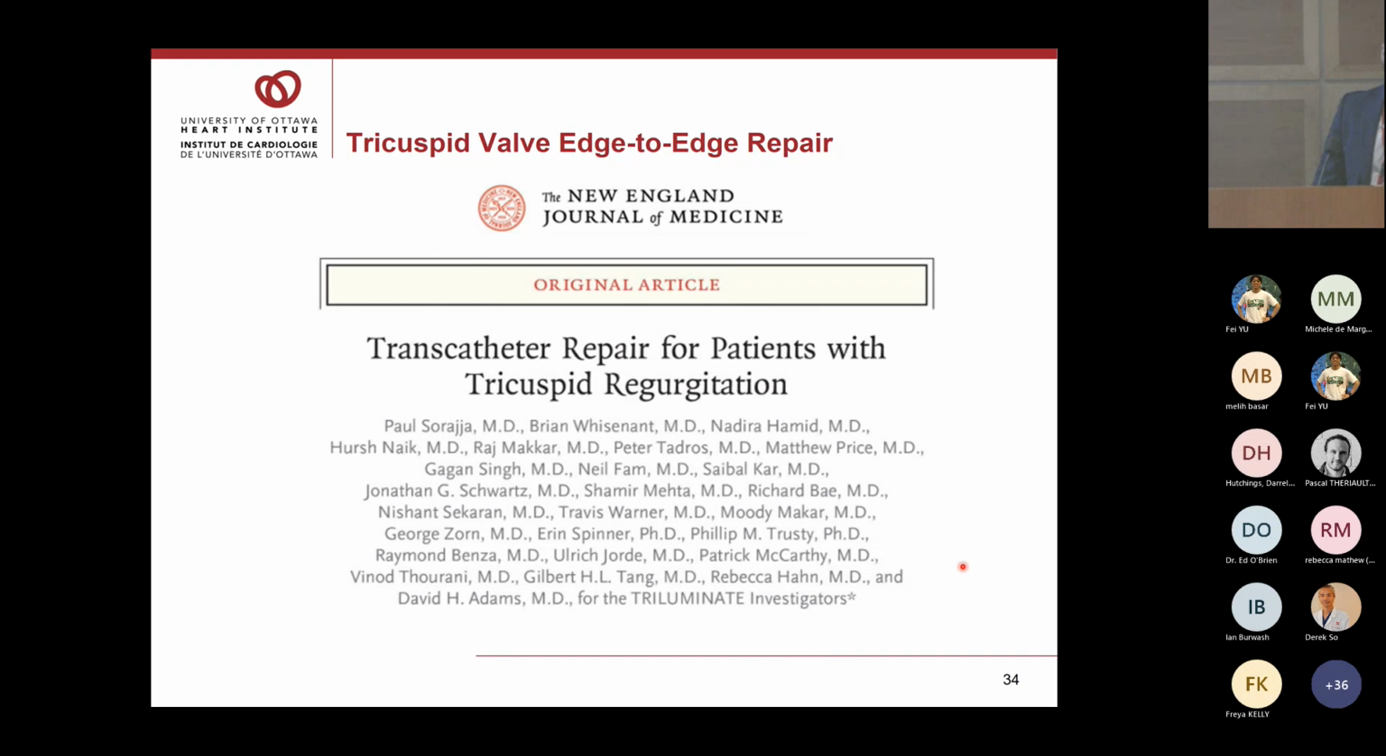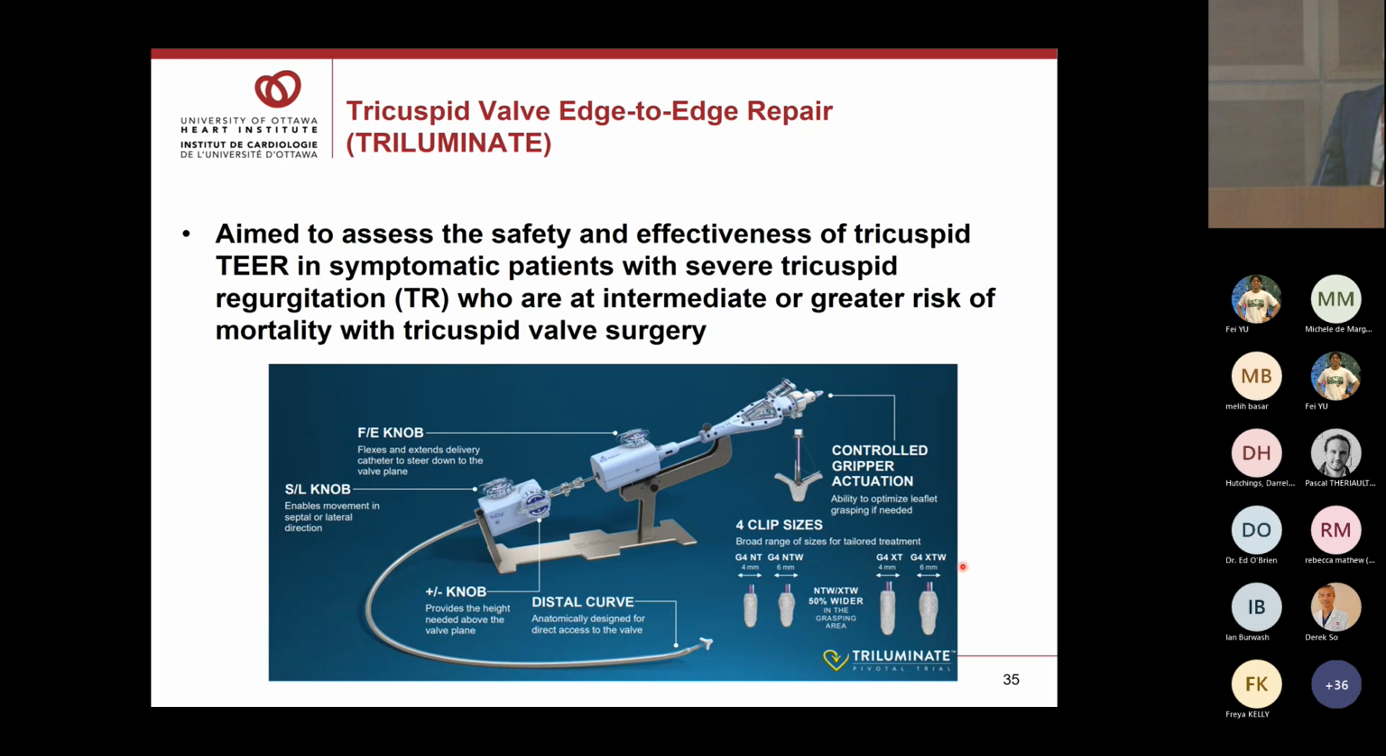So I know people are probably pretty familiar with TRILUMINATE as it came out recently, but just to go through it quickly, this was transcatheter edge-to-edge repair in a fashion similar to MitraClip, essentially the same technology. And in the randomized trial, they were attempting to assess the safety and effectiveness of this technique in patients with severe TR who are at intermediate or greater risk of mortality with tricuspid valve surgery.